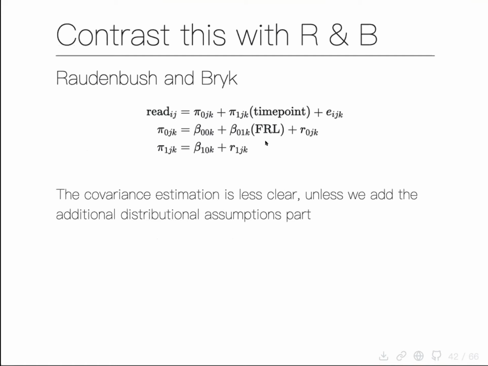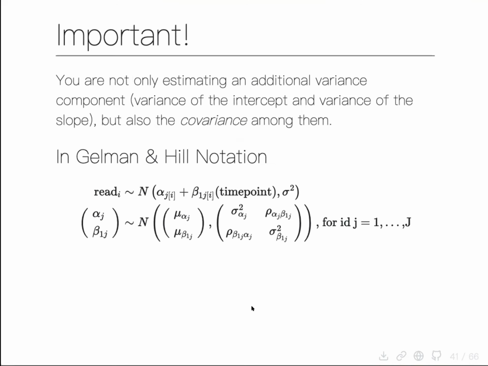So if we look, I don't know why that FRL is in there again, but if we look at this version, the Raudenbush and Bryk version, all we do is just add this r_1jk, right? That's the only difference between this notation and the last one. And so it's clear that you're estimating an additional variance, but it's not so clear that you're estimating an additional covariance, whereas this makes that much more clear.